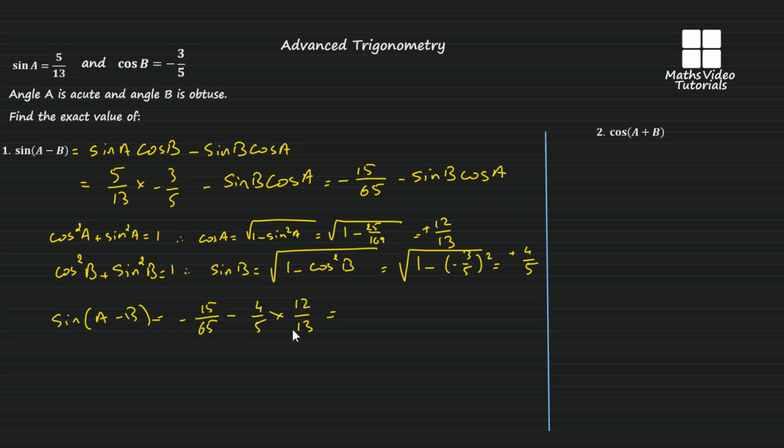Let's do the calculation. The denominator will be 65 because 5 times 13 is 65. So we got minus 15 minus 48. That's 4 times 12. And divided by 65. And that will give us 63, of course minus, over 65. So the answer is negative 63 over 65. All right, so that is the value of sine (A minus B). Let's rewrite it here: minus 63 over 65.